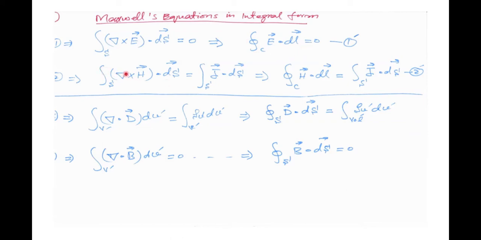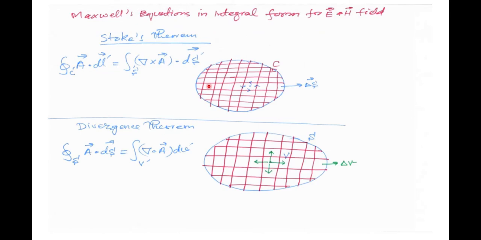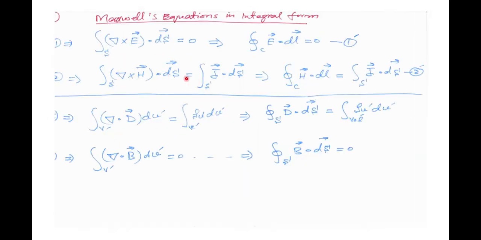Now let us consider the Ampere circuital law for electrostatic field. First apply the surface integration to equation number 2 on both sides, and then apply the Stokes theorem to the left side. We can replace the surface integration of the curl of magnetic field by contour integration of the magnetic field. So equation number 2 prime represents the integral form of Ampere circuital law.